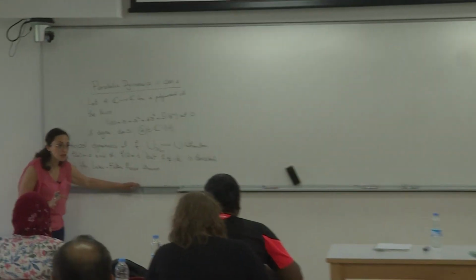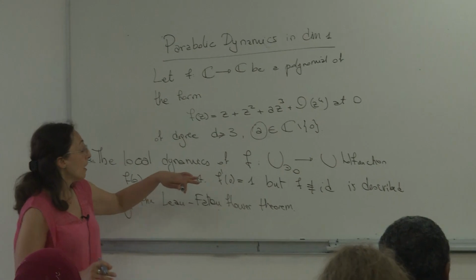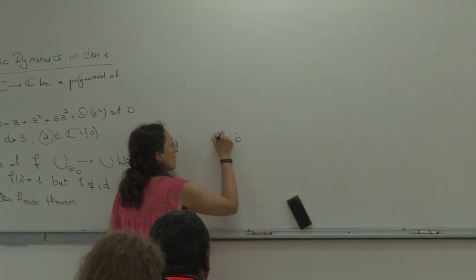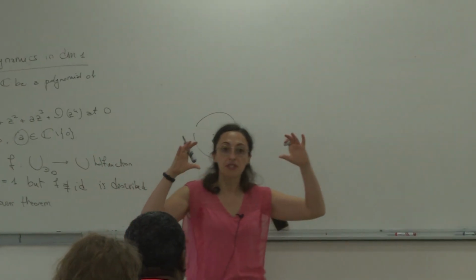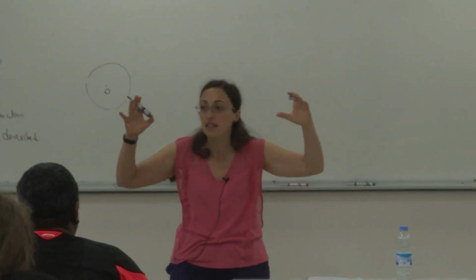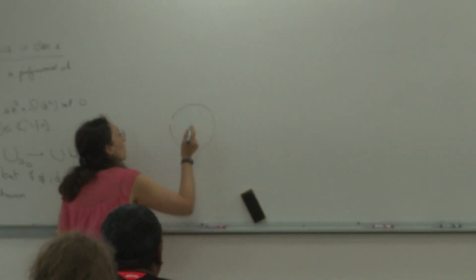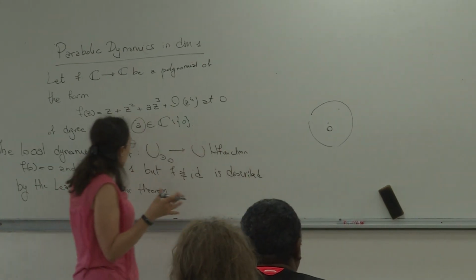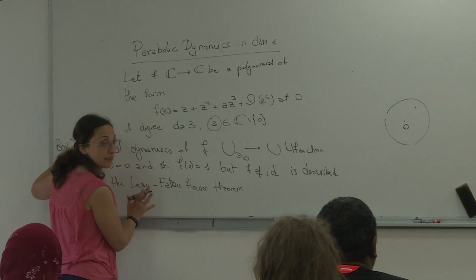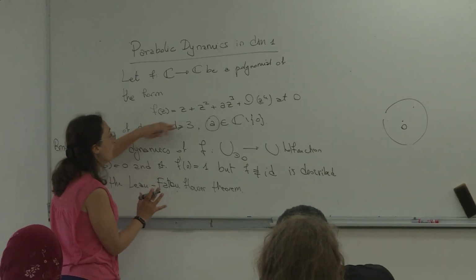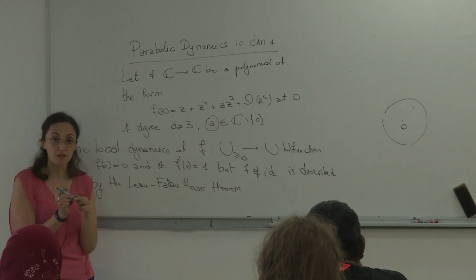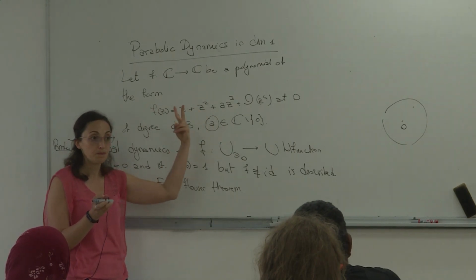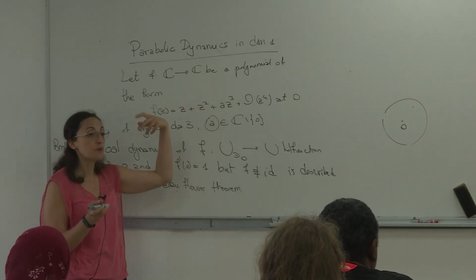So if you want to know what happens locally, you give yourself a neighborhood of the origin, and you say you want to know what happens in this neighborhood of the origin. What happens means, if I give you a point in here, where is its orbit going to go? This is what I mean by what happens. This will be told by the Fatou flower theorem. So in our case, we're going to see an instance of this result in this very particular case where the first nonlinear term is of degree 2. Okay? And this 2 here is pretty important.